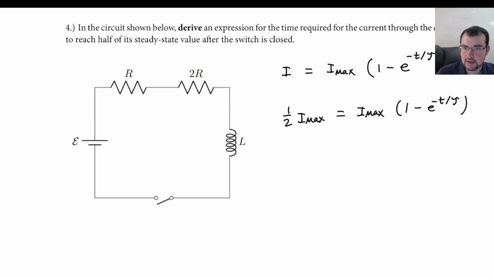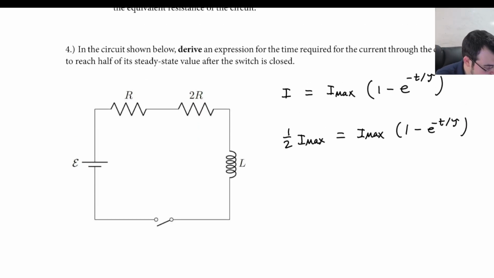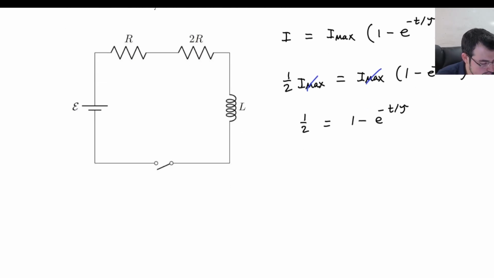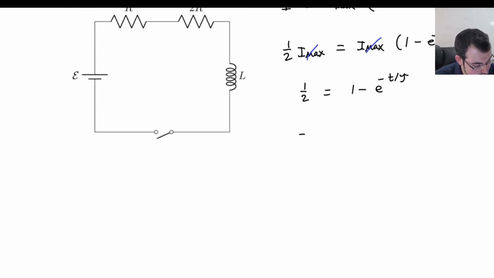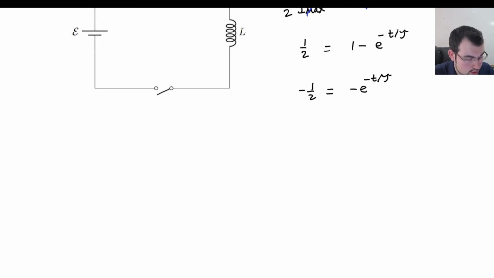All right. And as per usual, this is an exponential relationship. So your principal value is going to cancel in all of these time-based calculations. It's all about factors and ratios. So we get 1/2 equals 1 minus e to the negative t over tau. Subtract 1 from both sides. We get negative 1/2 equals negative e to the negative t over tau. We can get rid of the negative. So I get 1/2 is equal to e to the negative t over tau.